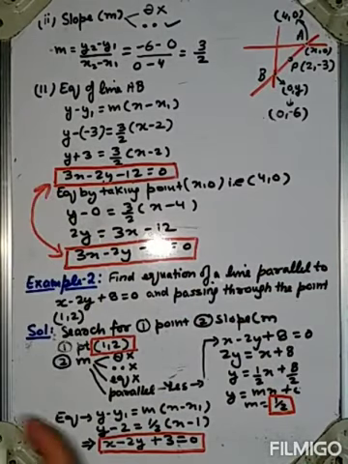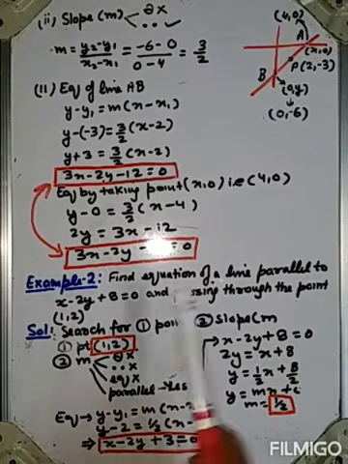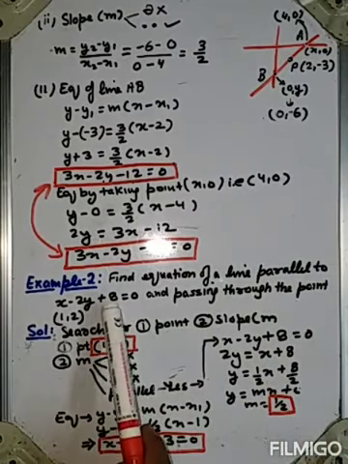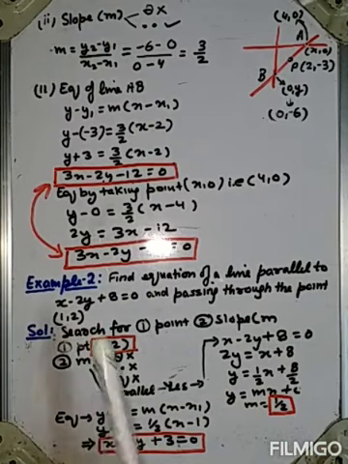So either you can take this point also, you will get the same answer. Second example, find the equation of line parallel to this line and passing through the point (1, 2).